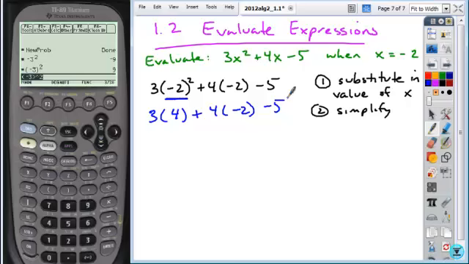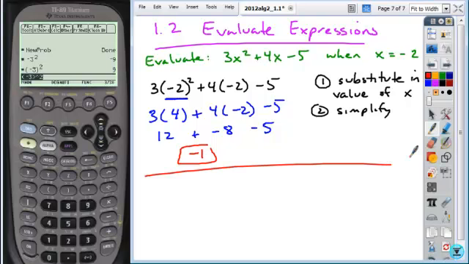So we've taken care of our powers. What we can now do is move to our multiplication division. So here we have 3 times 4 is 12. 4 times -2, -8, and a -5. And now finally our addition and subtraction. We can just combine our like terms here. 12 minus 8 is +4, minus 5 leaves a -1. And so you're able to do that by evaluating using just hand calculations.